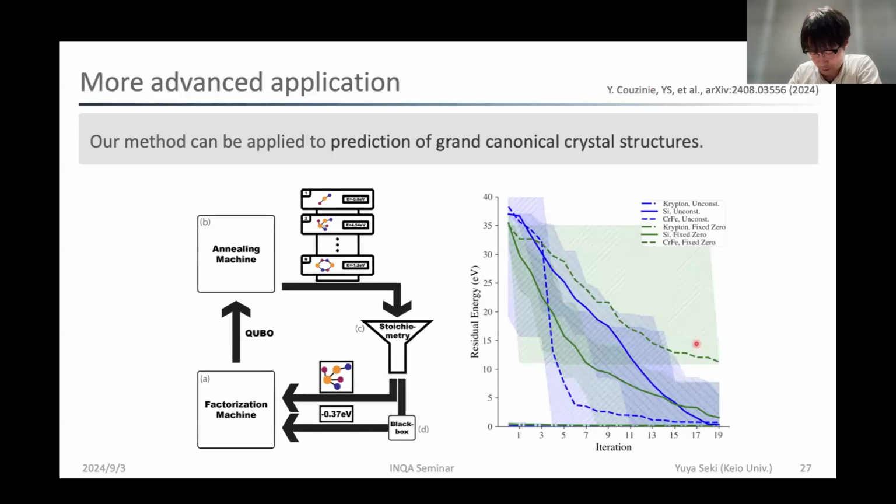And we also apply this method to the prediction of the ground canonical crystal structures. In these applications, we try to find the best crystal structures for krypton, silicon and chrome CrFe, these three crystals. And this figure shows the actual obtained energy difference from the true solution versus the number of FMQA iterations. As you can see, by iterating FMQA, we can find more optimal structures like this.